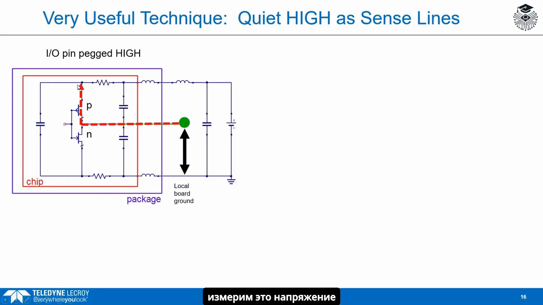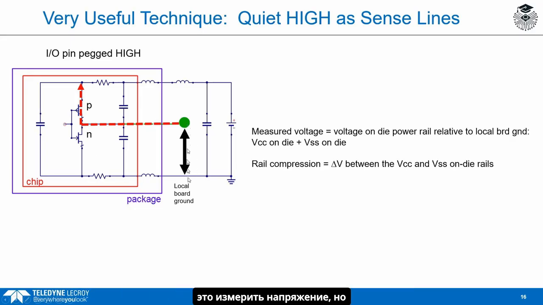And so if we measure this voltage here, we're going to get the rail collapse of the voltage on the power rail, plus we're going to get the whole die bouncing. And so really what we want to do is measure this voltage, but subtract off, because it's the local ground over here that we're measuring relative to, the ground bounce voltage. The difference between the voltage we measure here relative to the local ground and the voltage we measure here, which is the local ground of the die bouncing relative to our local ground on the board, that difference is what we call the rail compression.